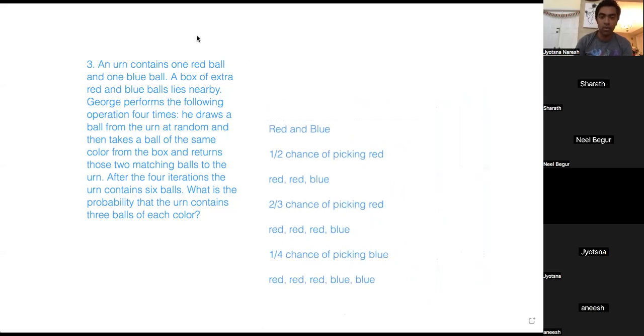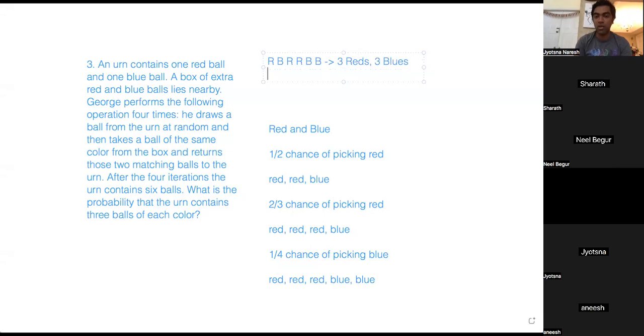So we're initially starting with a red and a blue ball in the urn, right? Now, we know at the end, after 4 iterations, the urn will contain 6 balls. And we want to know the probability that it contains 3 of each color. So we want 3 red and 3 blue at the end. The case you're computing here is: you have a red and a blue, the next time you add a red, you add a red, you add a blue, you add a blue. So when you get all of these together, you do end up with 3 reds and 3 blues.